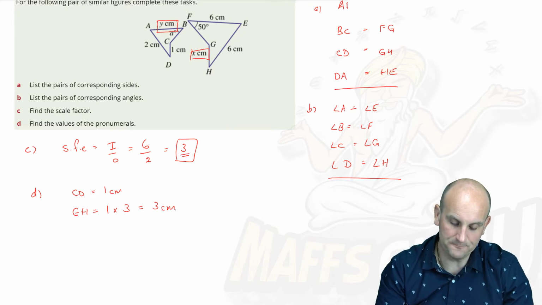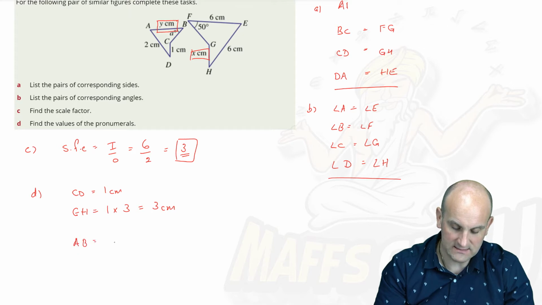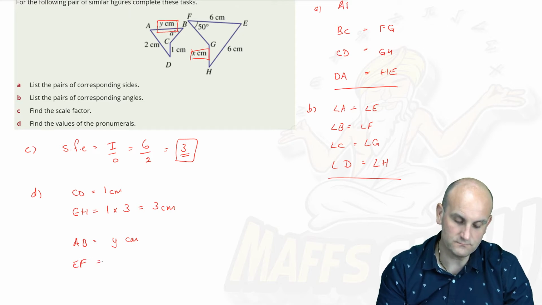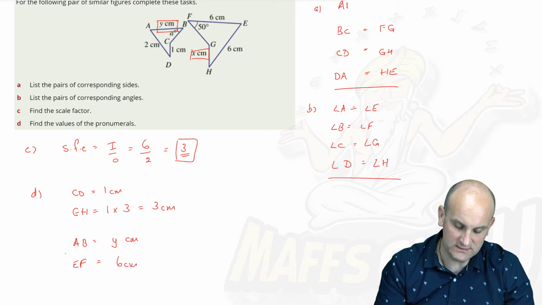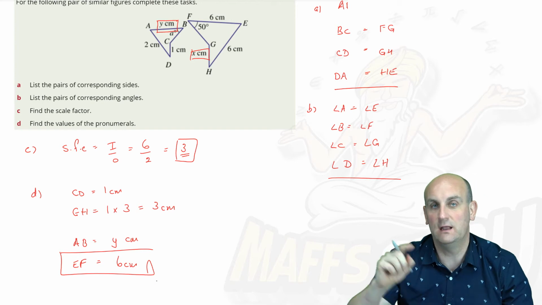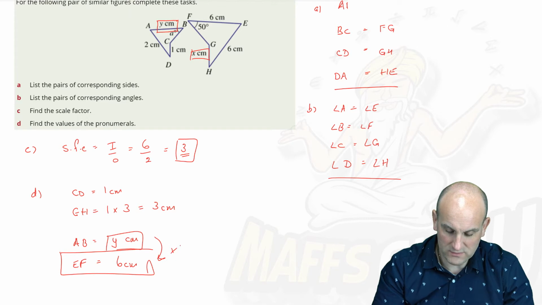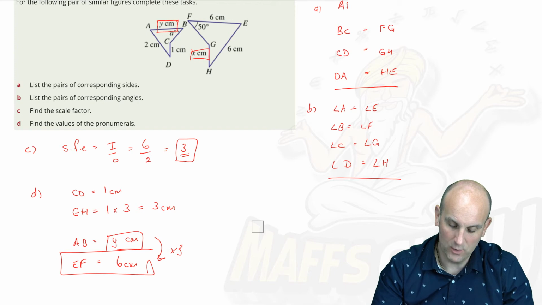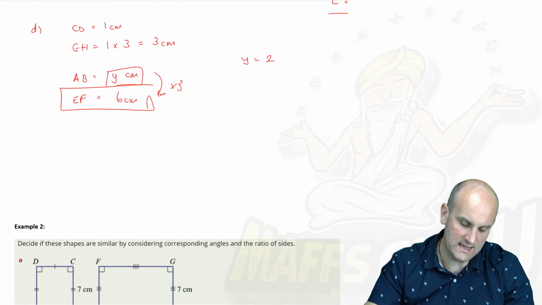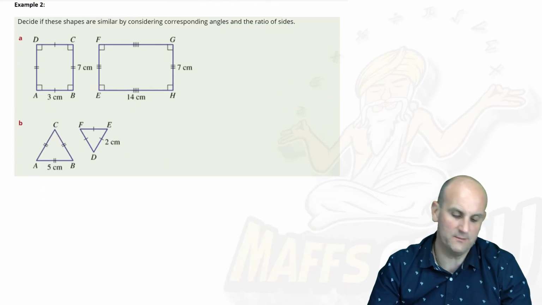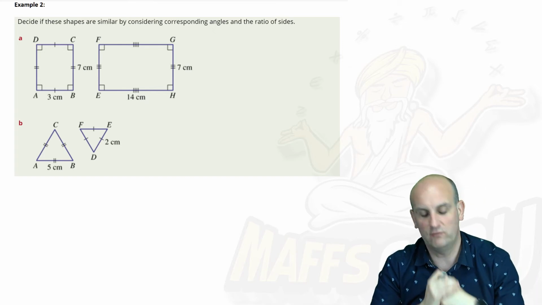Right, what about my other one? Well, we know that AB is equal to y centimeters. And we know that the corresponding side to that is EF, which is 6 centimeters. Now in this situation, remember, EF is the enlarged shape. So what I'm saying is, what number, when multiplied by 3, gives me 6, and in which case y in this situation would be equal to 2. Yay.